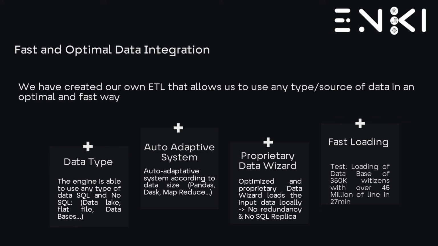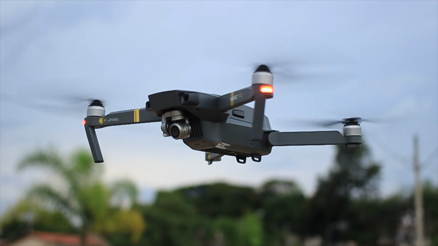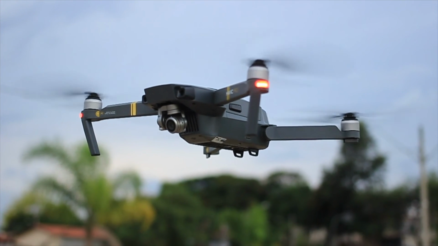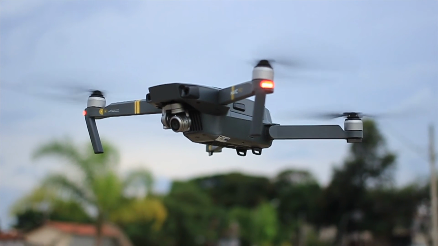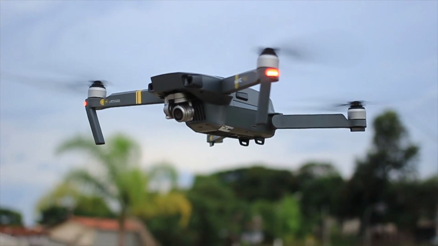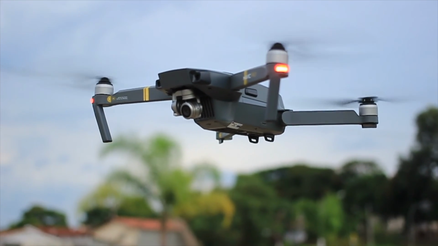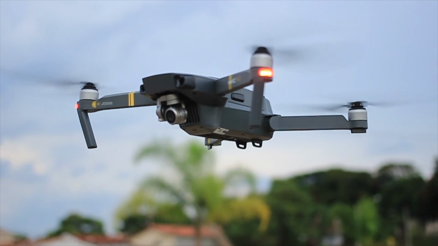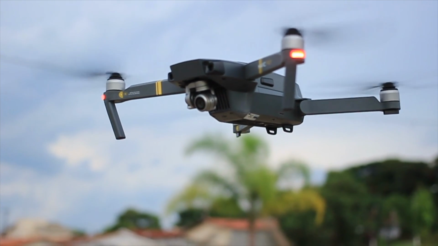In addition, the data to be processed is enormous. We have therefore developed our own ETL, allowing to use different types of data, data lake, flat file, databases, and auto-adaptive depending on the size of the data. Finally, it is also possible to integrate to the Homeland security solution, a system of drone and cameras running on our IoT boxes, allowing to automate some tasks, detection, identification, surveillance.